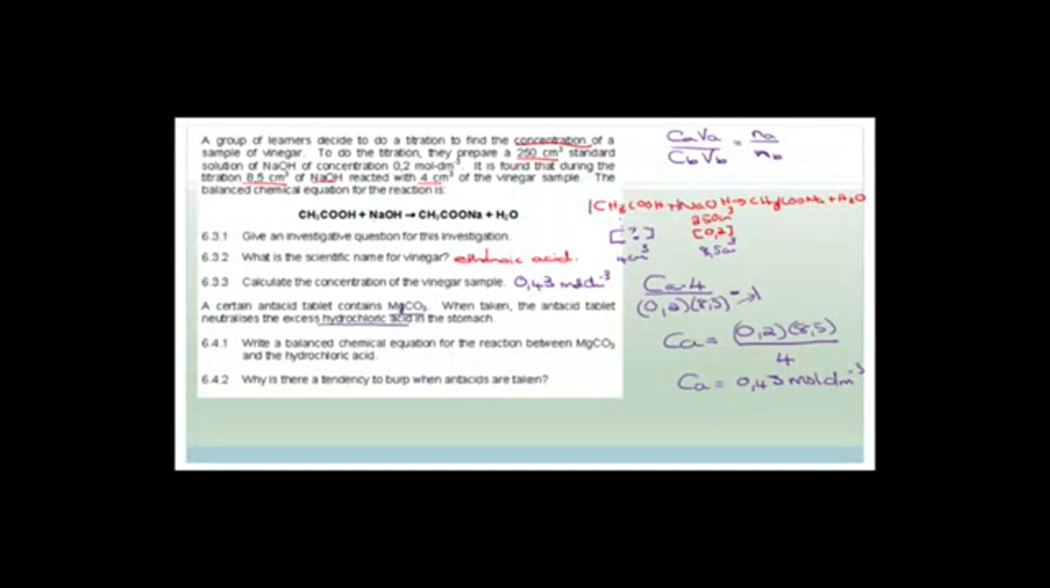Okay. Now it says, a certain antacid tablet contains magnesium carbonate. When taken, the antacid neutralizes an excess of hydrochloric acid in the stomach. Write a balanced chemical equation for the reaction between magnesium carbonate and hydrochloric acid. Okay, so what this question is actually doing is testing whether or not you know your equations and how they work together.